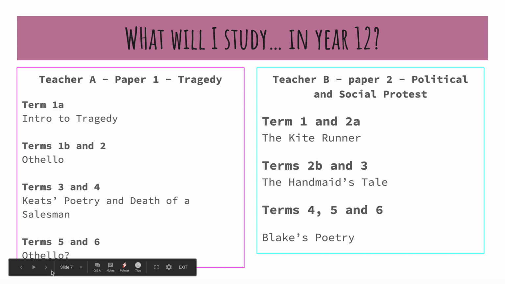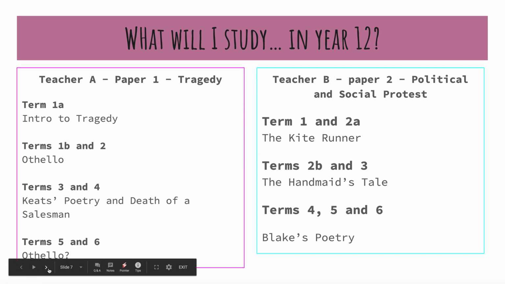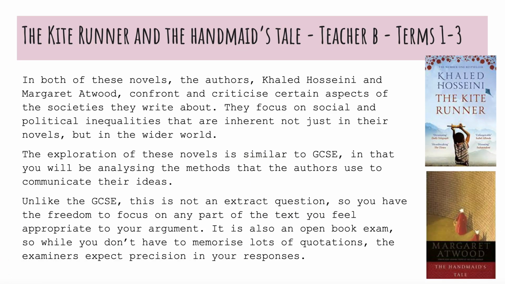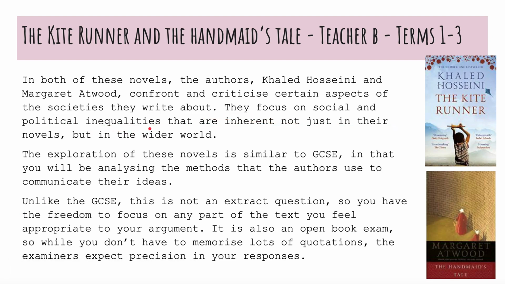So we'll look now at this side. So, The Kite Runner and The Handmaid's Tale, taught terms 1 to 3. So in both of these novels, the authors, Khaled Hosseini and Margaret Atwood, confront and criticise certain aspects of the societies that they write about. They focus on social and political inequalities that are inherent not just in their novels, but in their wider world.